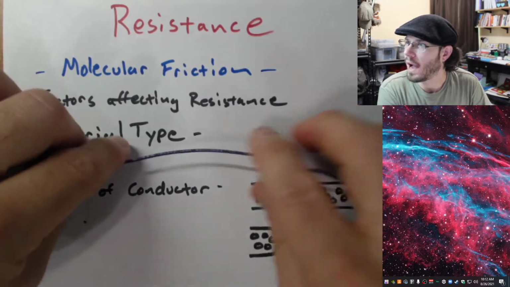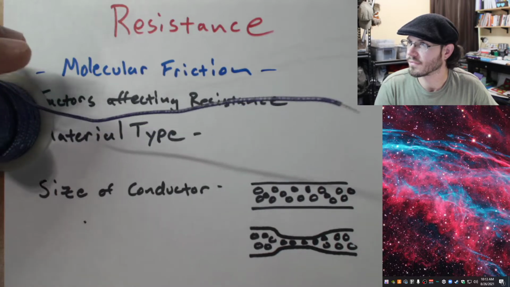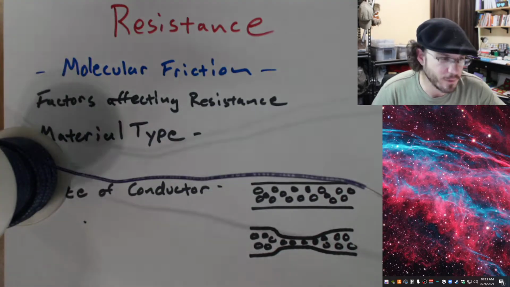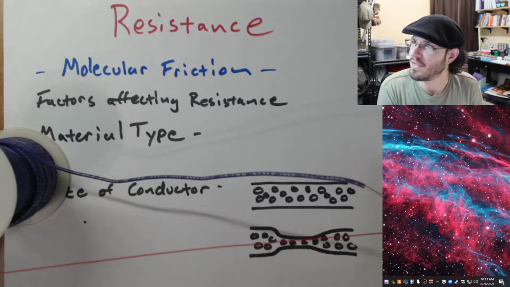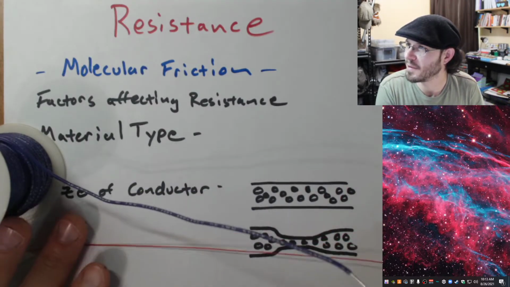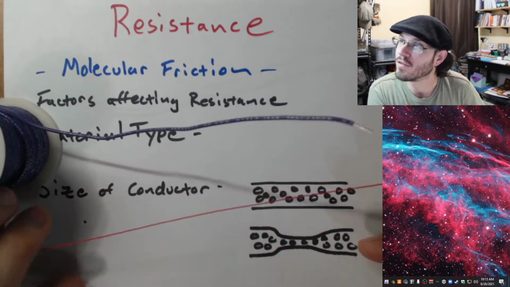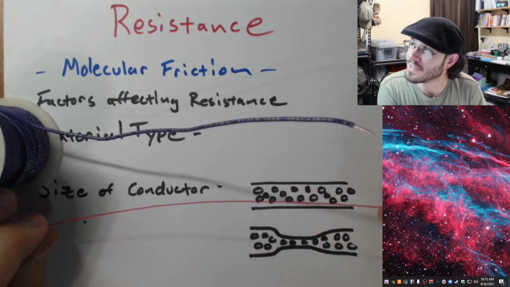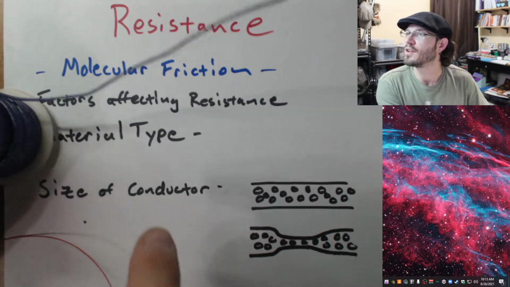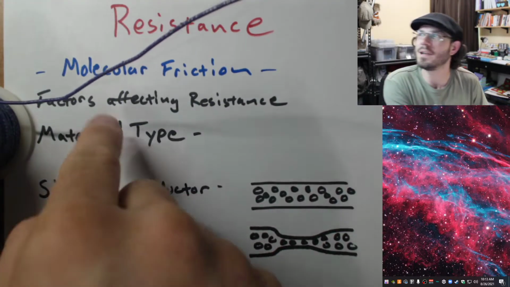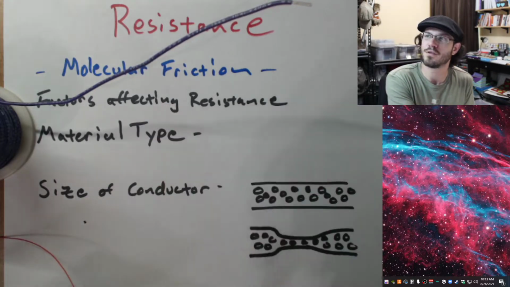Here's some thick wire. There's my top example. Here's my thin wire, right? Here's my bottom example. Clearly, one of these has more friction, more resistance per foot than the other, right? Okay, so the size of the conductor or the material type. I can influence and change the resistance of materials in those two ways.